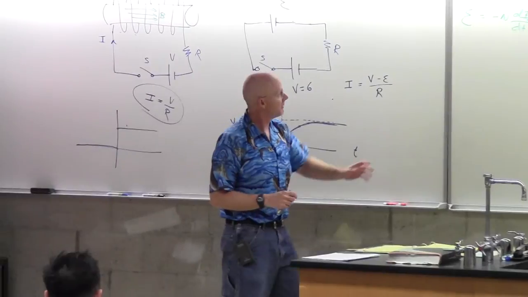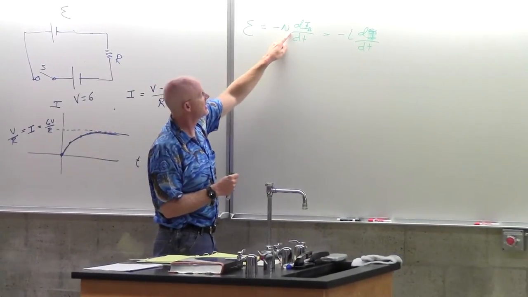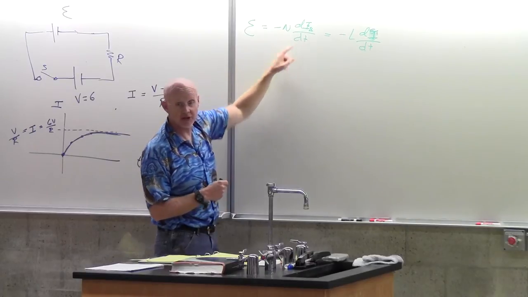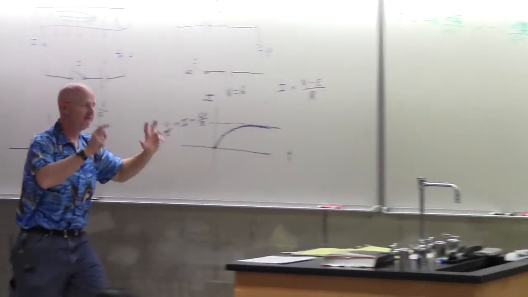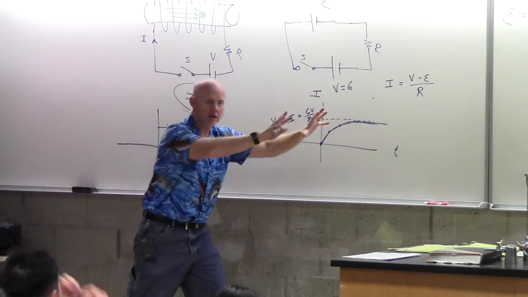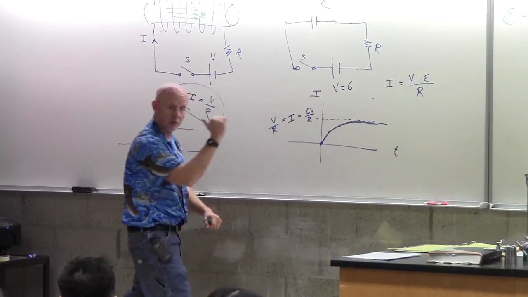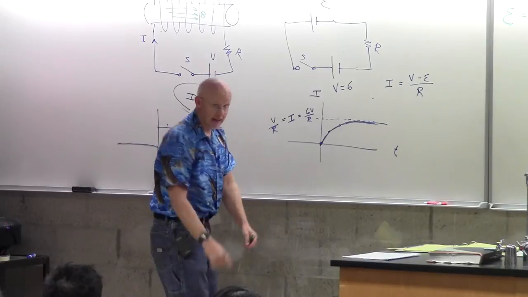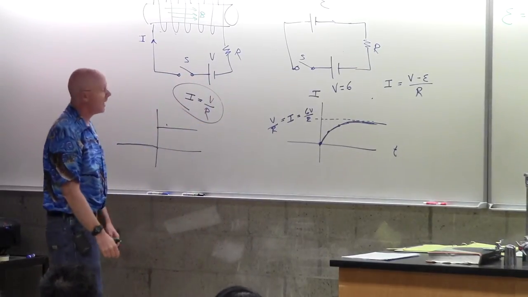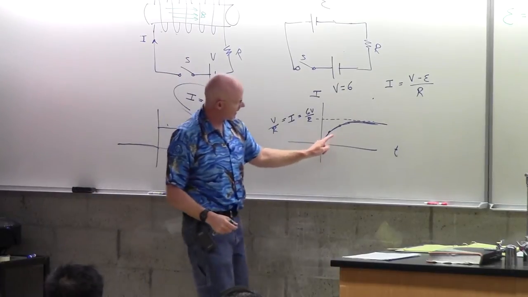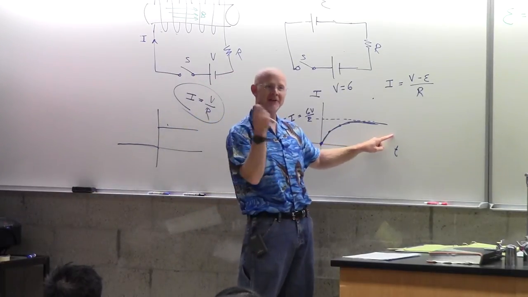So this opposes the change. The EMF is opposite to the change. So in this case, the flux is increasing in this way. So the secondary effect is to create a flux to oppose it. In a minute, we haven't got that far yet, but we will do the opposite. We will say, all right, you already have current flowing in here, and you open the switch.